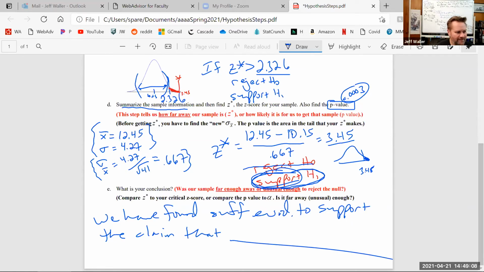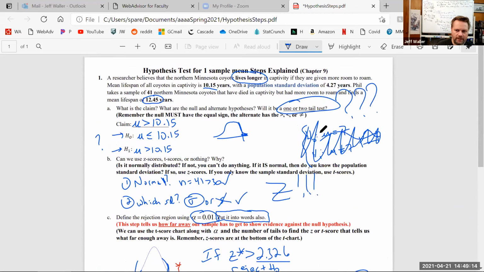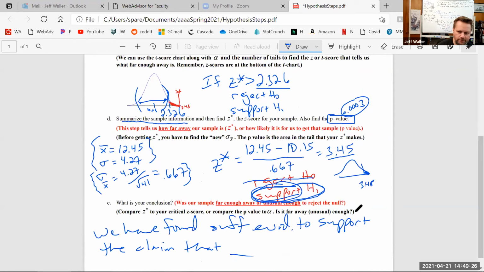Plagiarize, right? I'm sorry to all my English faculty colleagues, but you can just go up here and write down what the claim was. What was the claim? That northern Minnesota coyotes live longer in captivity if they're given more room to roam. I'm not going to write all that out because I already did, but that's what you would write down here.